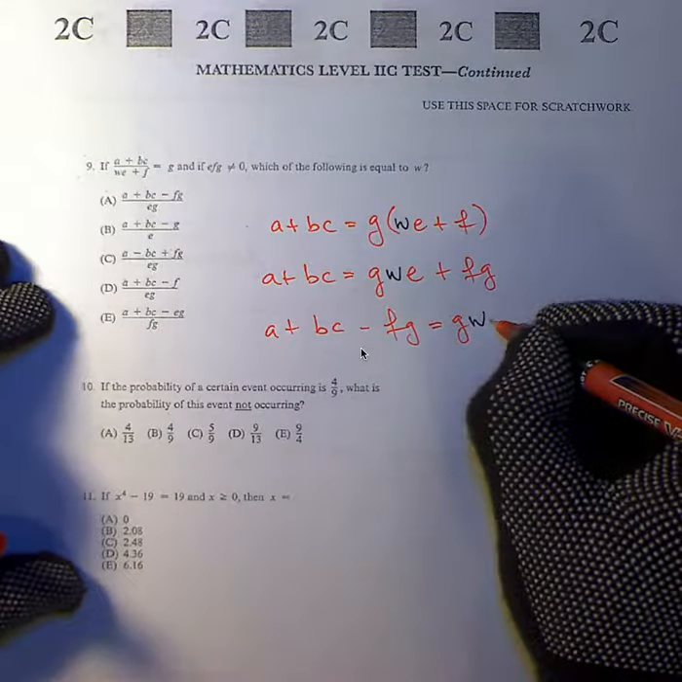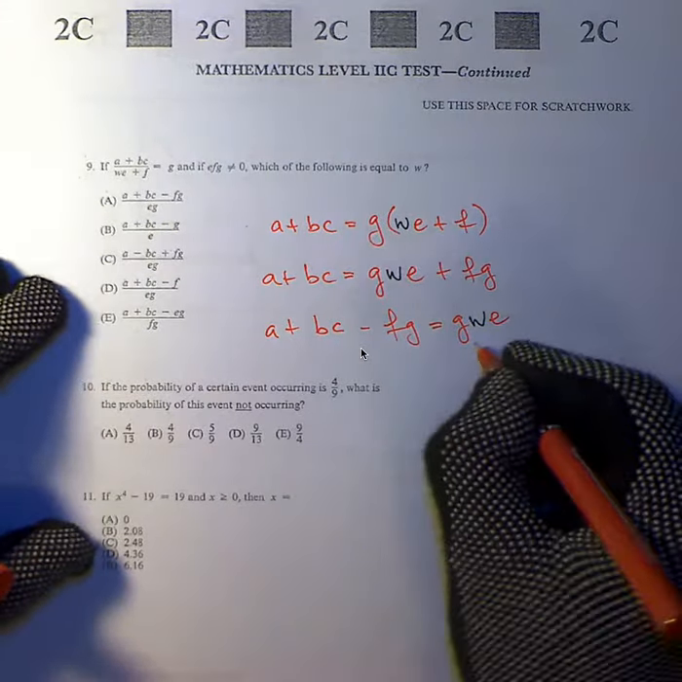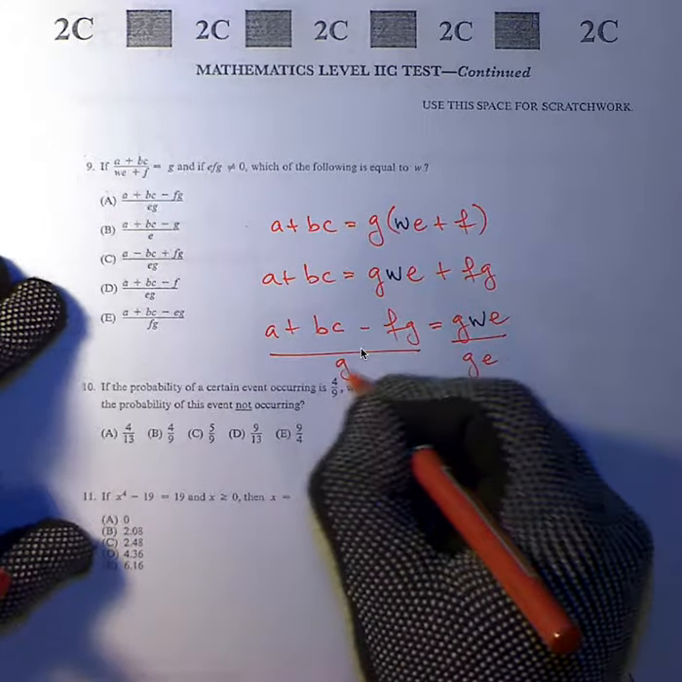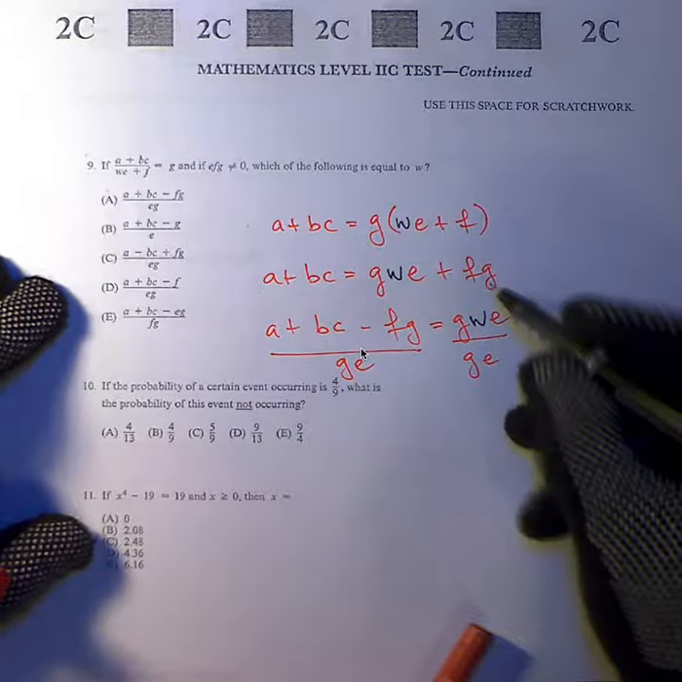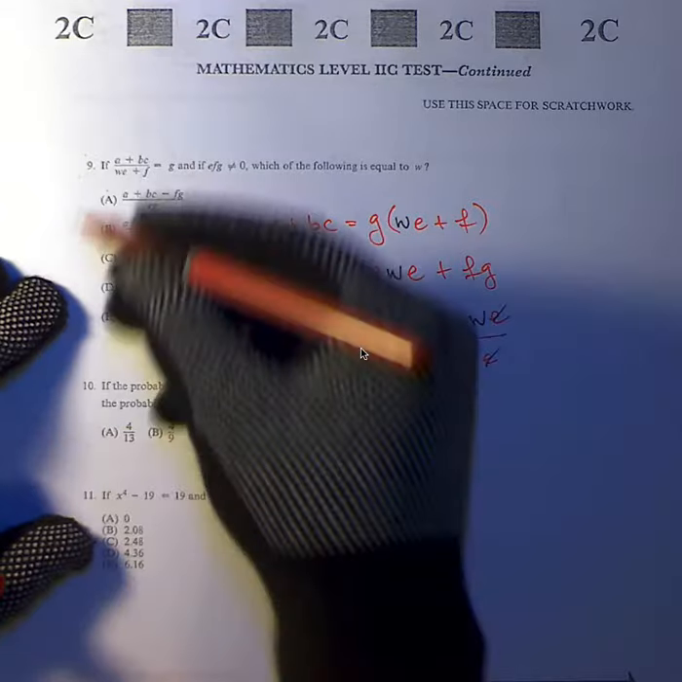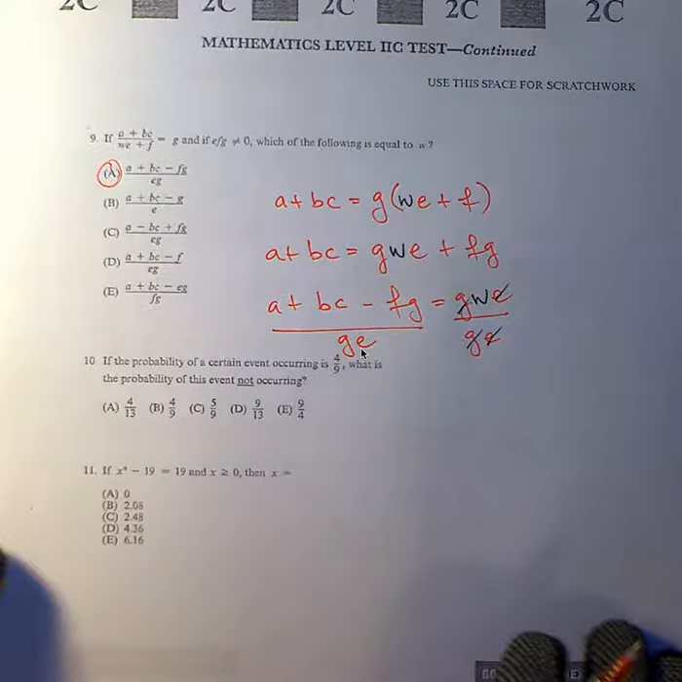And then next, it's pretty obvious what we have to do to get w by itself, which is divide both sides by ge. And when we do, notice on the right side, we just have w by itself. And then on the left side, we have answer choice A. Okay, cool. Now, next is 10.